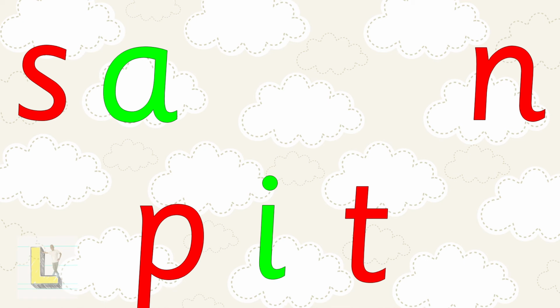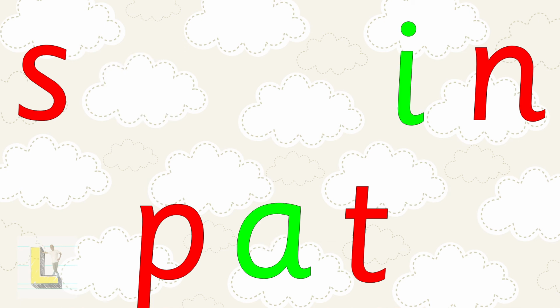Well done for keeping up, everyone. We've got a few more to do before we go full circle. So let's turn pit into pat. Which two sounds need to swap around? I gave the dog a pat. Yes, we can swap the a and the I to make pat. P, a, t, pat.